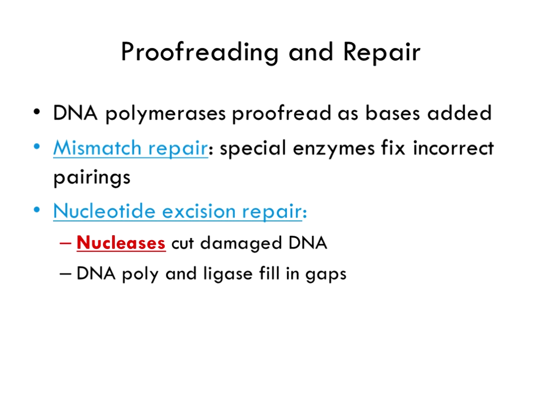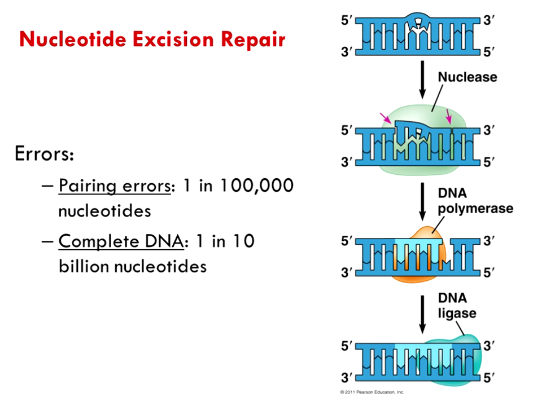All right, now once the DNA is being built, we have to have some proofreading and repair. So the DNA polymerases proofread as the bases are added. So as the DNA polymerase is adding the bases, they are proofreading those. If there is a mismatch repair, special enzymes will fix the incorrect pairings. If there is a nucleotide that needs to be repaired and an actual nucleotide needs to be excised out, then there are enzymes called nucleases which will cut out the damaged DNA, and then the polymerase and ligase will fill in the gap. So we can see that in this next slide.